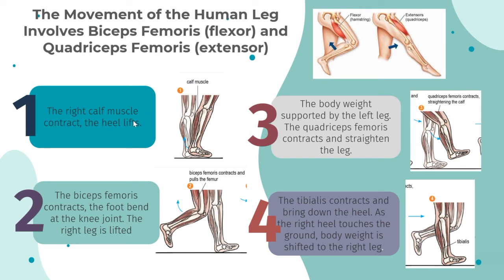Alright, now we go to the first mechanism. What happens when we move the leg? Number one, the right calf muscle contracts. We discuss what happens on the right leg first. Usually we move the right leg first to walk, right? So the right calf muscle contracts.